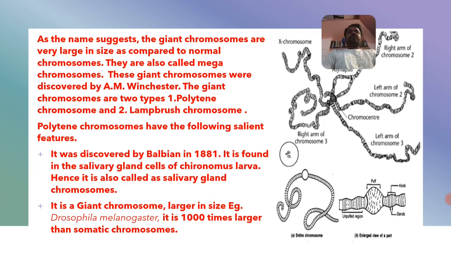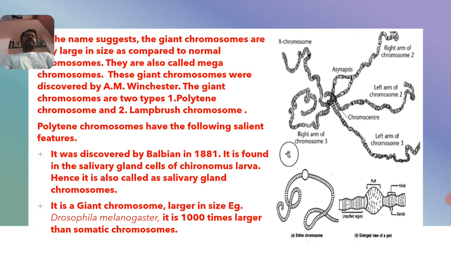These giant chromosomes are broadly classified into two types. One is the polytene chromosome and the other is the lampbrush chromosome. Let us study the polytene chromosome first. See, this is the structure of a polytene chromosome.